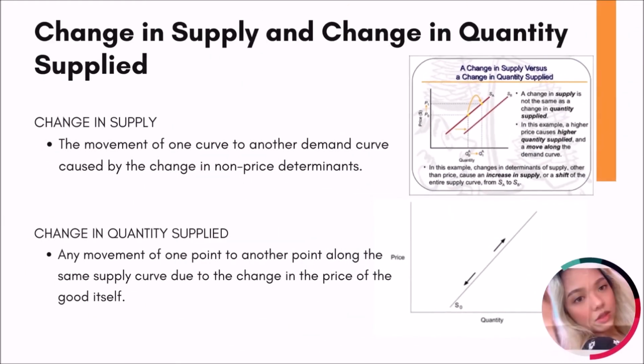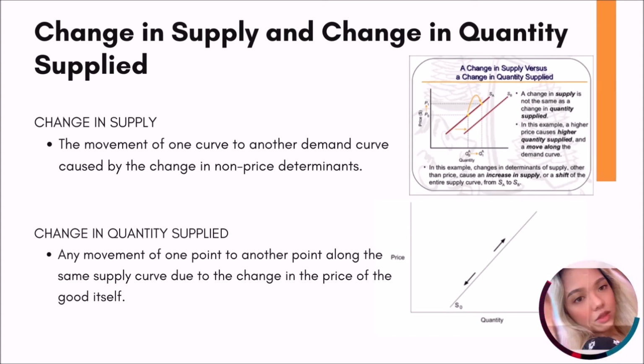When it comes to the definition of change in supply and change in quantity supplied, change in supply is defined as the movement of one curve to another supply curve caused by a change in non-price determinants. Meaning, change in supply refers to a shift either to the left or right in the entire price-quantity relationship that defines a supply curve. Essentially, a change in supply is an increase or decrease in the quantity supplied that is paired with a higher or lower supply price.